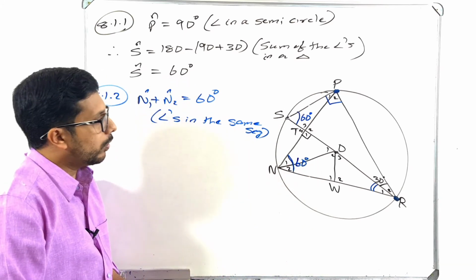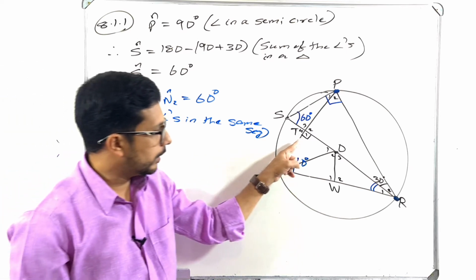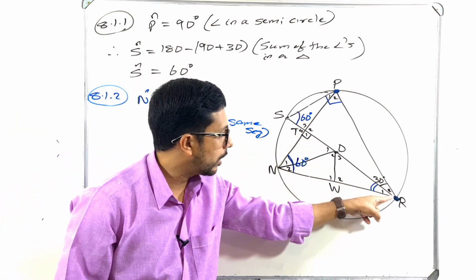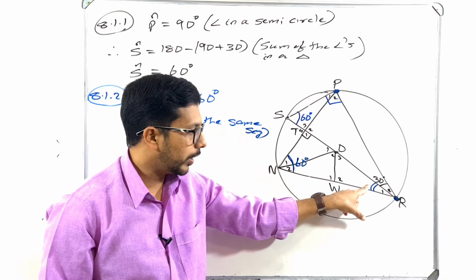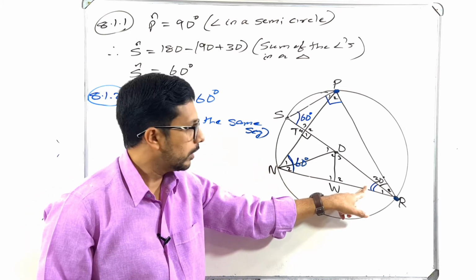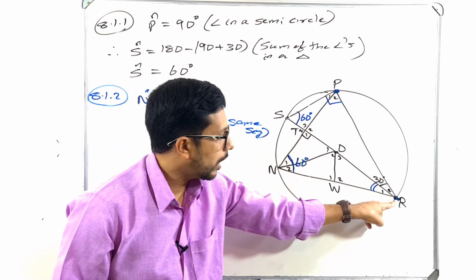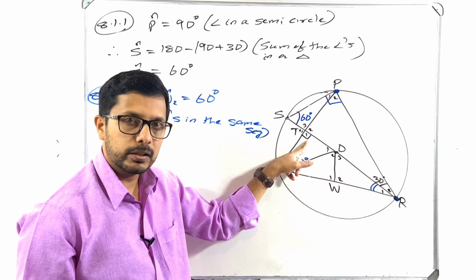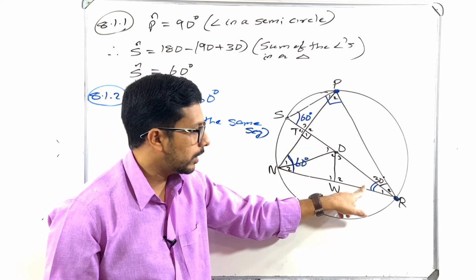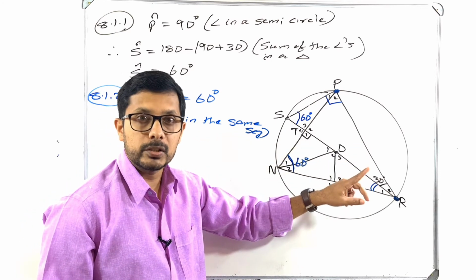Okay. So now look at this triangle TRN. What do you want to find? What is the question? You have to find the angle R1. Okay. So look at this triangle TRN. What is this angle T1? 90 degrees. What is this angle R1? We don't know. That is what you have to find.